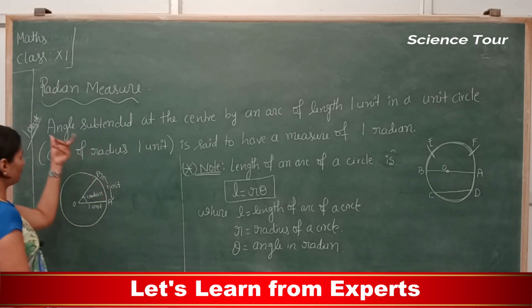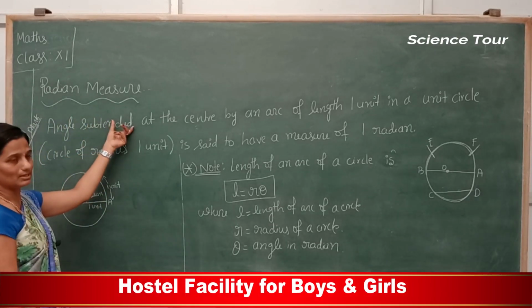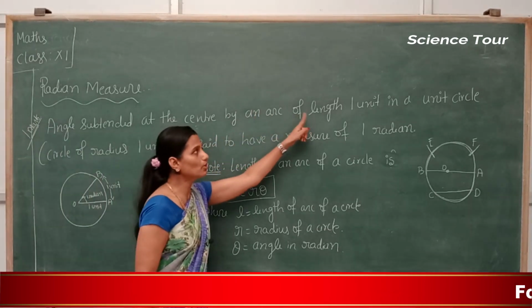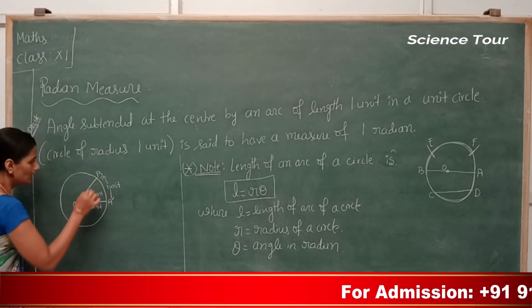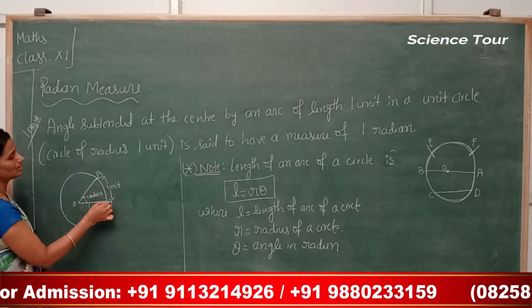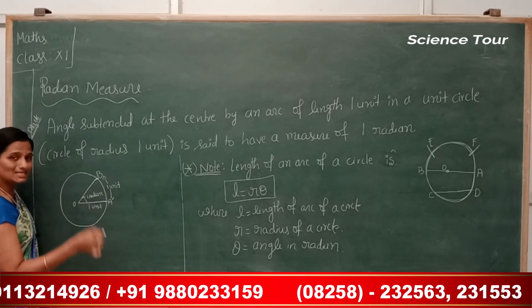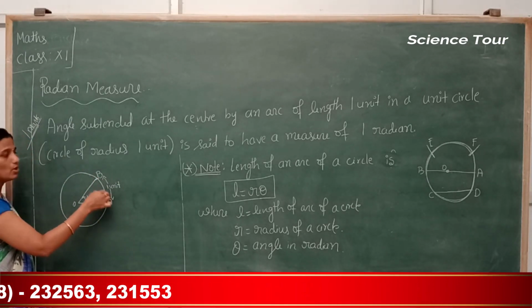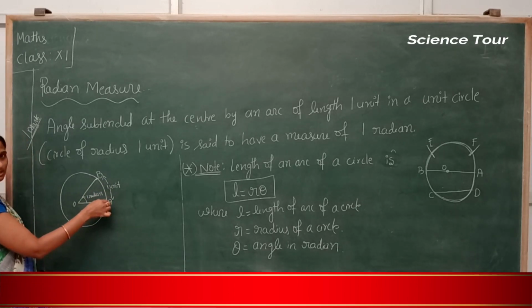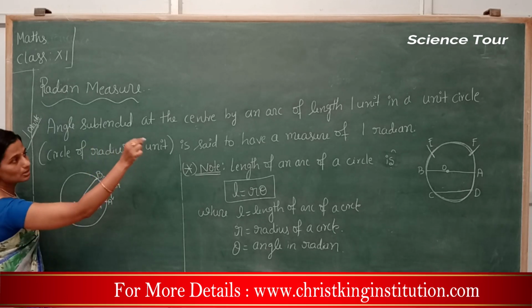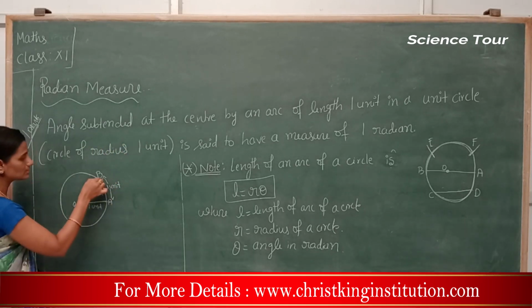Now we will see the definition. Angle subtended at the center by an arc of length 1 unit. So now BA, is it an arc of a circle? Yes, it is an arc of a circle. Why? Because it is a part of the circumference, one segment of the circumference. So here AB is an arc of a circle. What is the length of this arc?